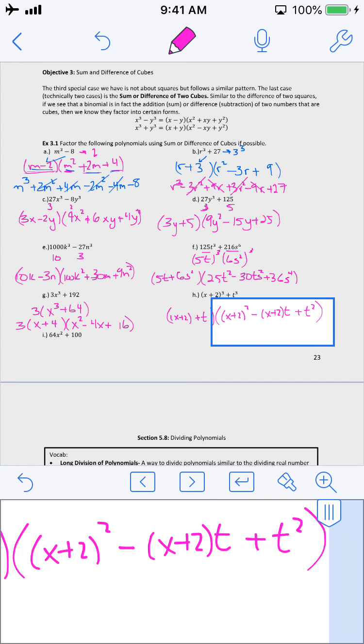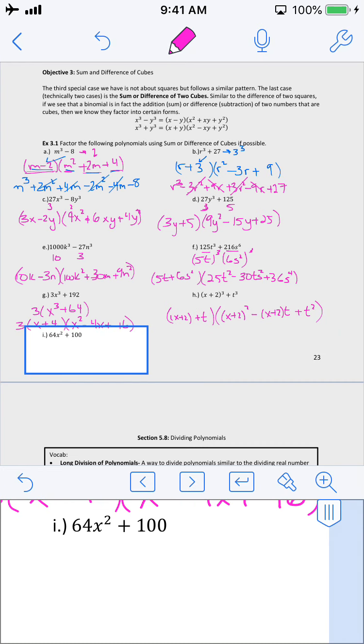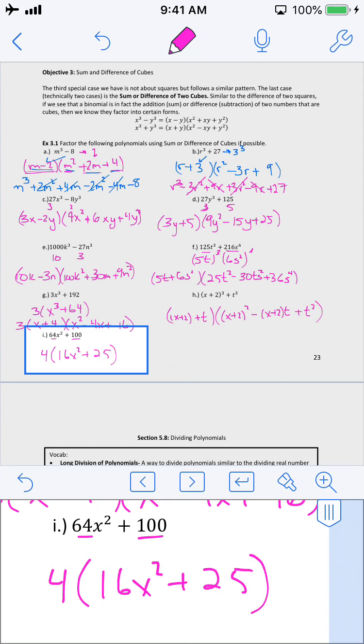Okay. And then the last one, we have 2 squareds. That's awesome. We have squareds. But this is kind of a trick problem. We don't have a sum of squares. There's no sum of squares. There's sum of cubes. These aren't cubes. And so we could take out a 4. We'd have, no we wouldn't, we'd have 16x squared plus 25. And we have 4 and 4 and 5 and 5. So, yes. And that's it.